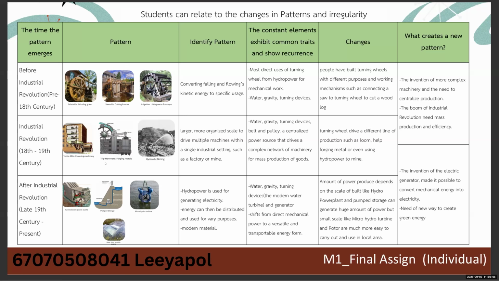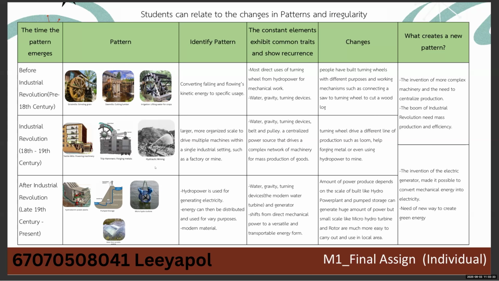The pattern evolved to a larger and more organized scale to power multiple machines, like a factory or a mine. Water wheels were connected to a more complex network using belts and pulleys to drive things like looms, trip hammers, or even a hydraulic mine.